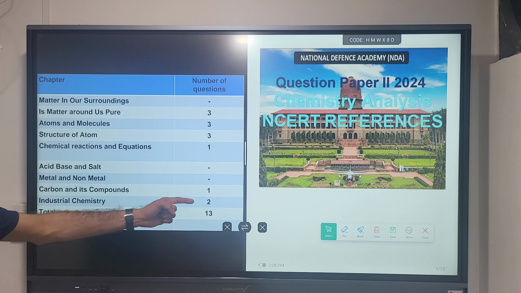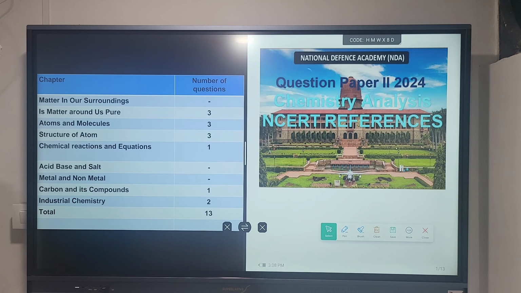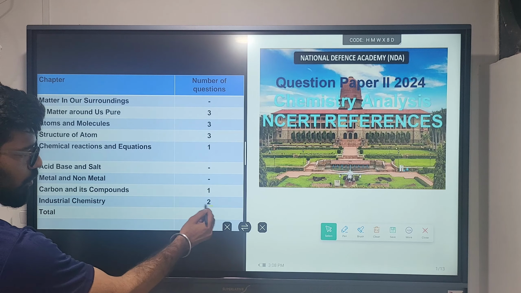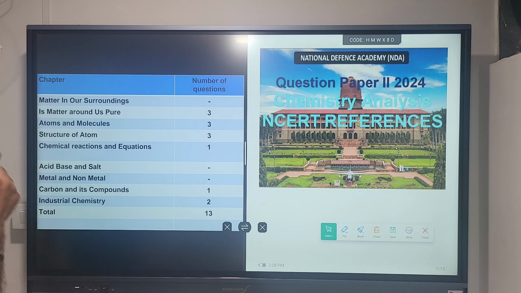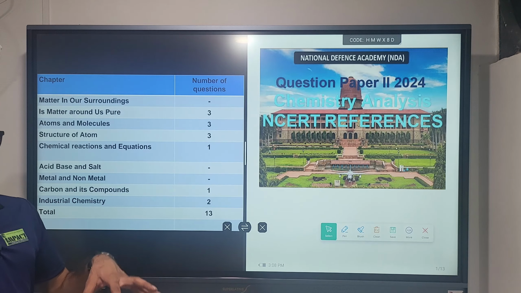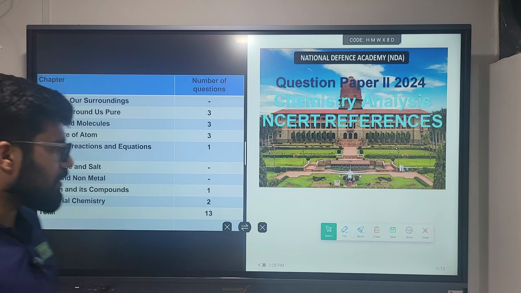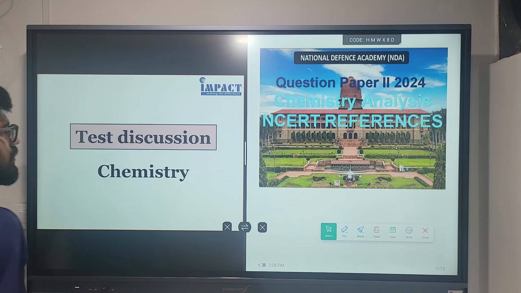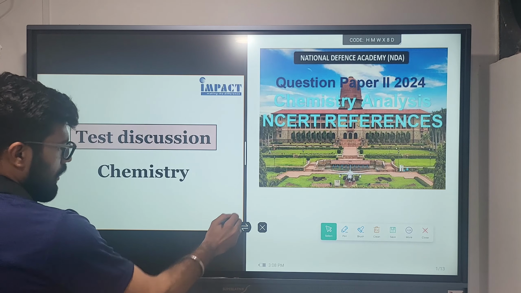Then the number of questions from the 10th portion is only 4, and this is something beyond 10th. Only 2 questions are coming. So this is the paper pattern and the breakdown of this year's paper. Next, we will be discussing the questions.